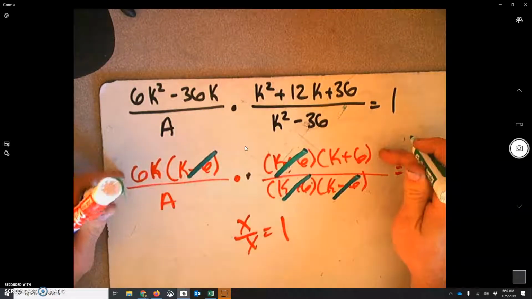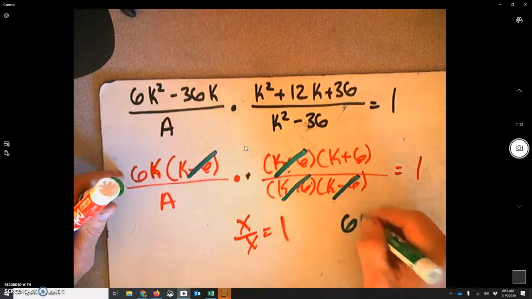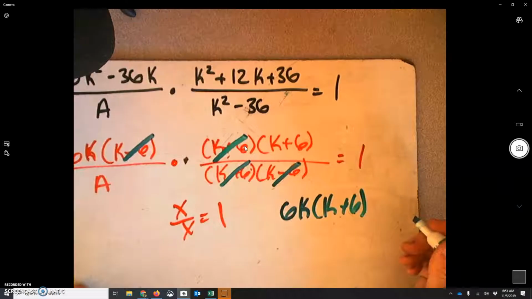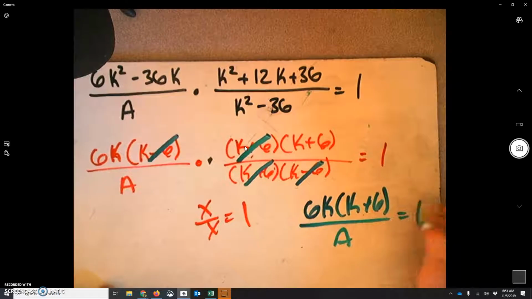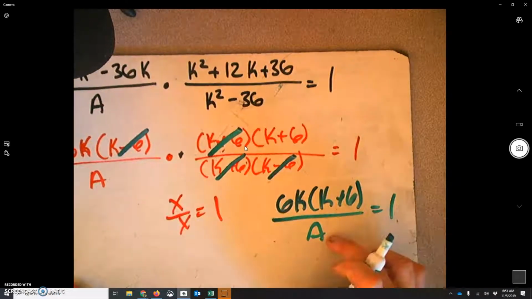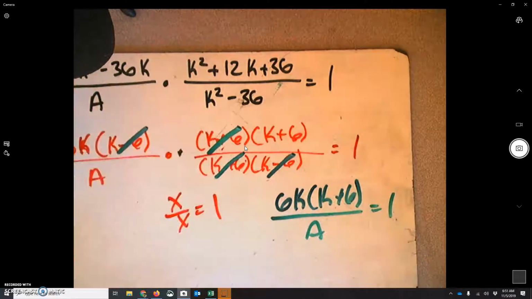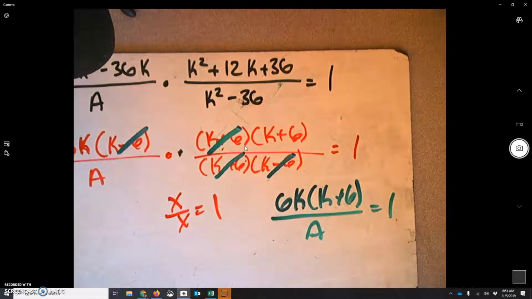Well, up top we have a 6k times K plus 6. And the entire expression is over A, and it's equal to 1. They want us to figure out what A has to equal for this to equal 1. Well, A is going to equal what is on top that's left over after you cross everything out. So our answer for the first question is 6k times K plus 6.